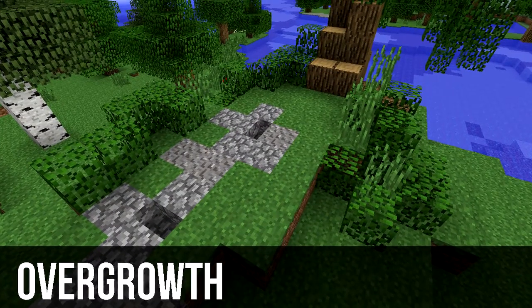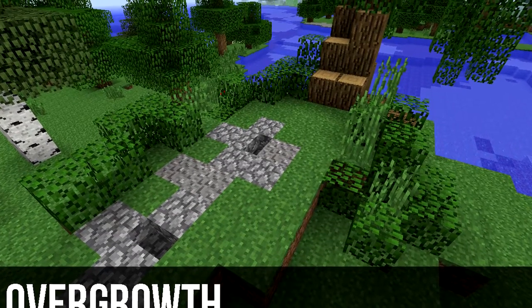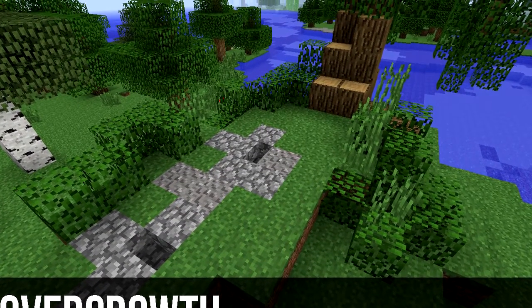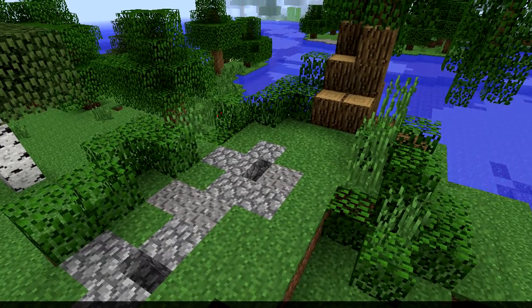Bushes can also be used to show when an area is overgrown, such as this area right by the overhanging tree. This is generally accomplished by randomly placing leaves in a certain area, with the occasional double tall grass thrown around.